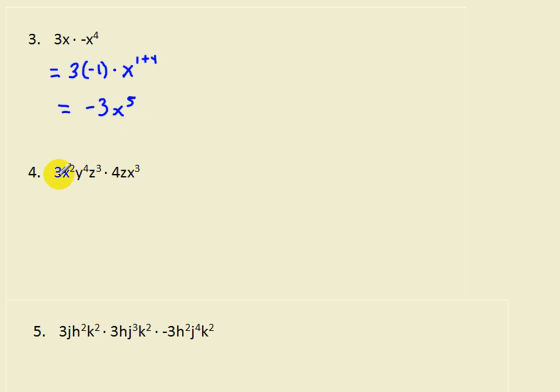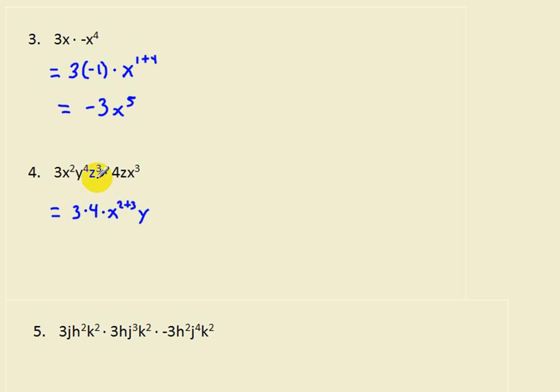Alright, number 4, we have 3x squared y to the fourth z cubed times 4zx cubed. So here we have coefficients to deal with. So first of all, we have 3 times 4. Now notice we have 3 variables here. That's okay. Now it's convention to typically write these in alphabetical order. So if we look at our x terms first, we have 2 of them here and 3 of them in the second term. So x to the 2 plus 3 power.